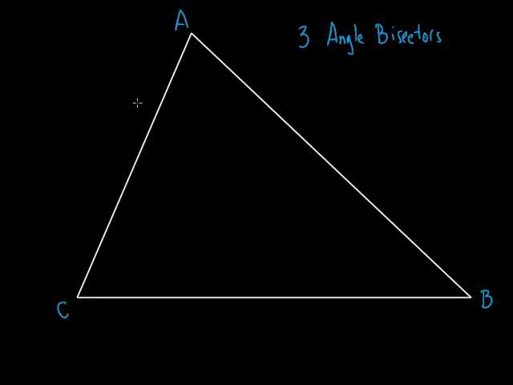But this time, what are we going to do? We're going to bisect the angles. So what does that mean we do if we bisect an angle? We split this angle into what? Into 2 equal angles. That's right, 2 equal angles.